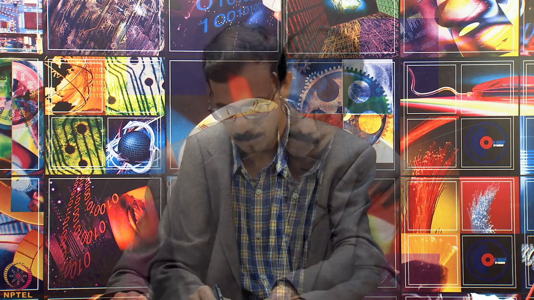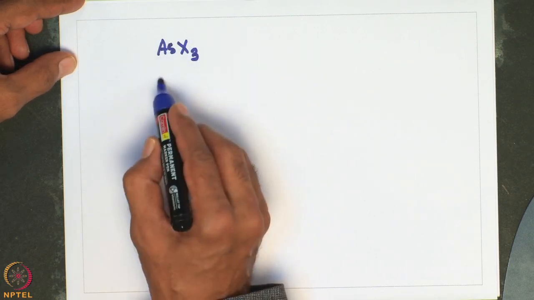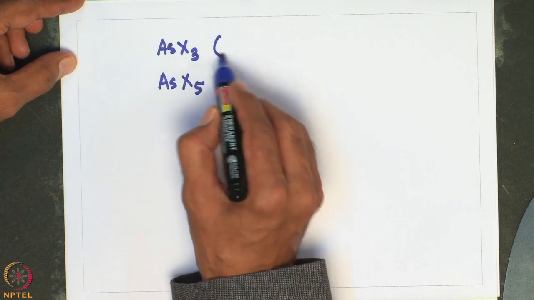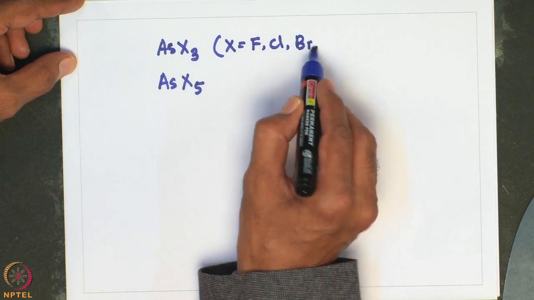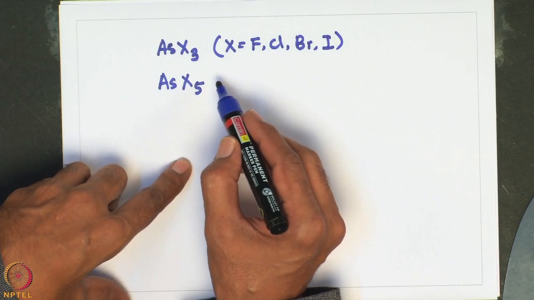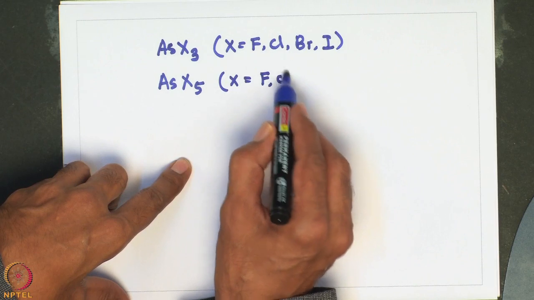So, similarly, arsenic forms halides AsX3 trivalent halides as well as pentavalent halides as AsX5. For example, AsX3 and AsX5 both are known. With respect to X equals fluorine, chlorine, bromine and iodine for the trihalides. And when it is penta, only X equals fluorine and chlorine are known.